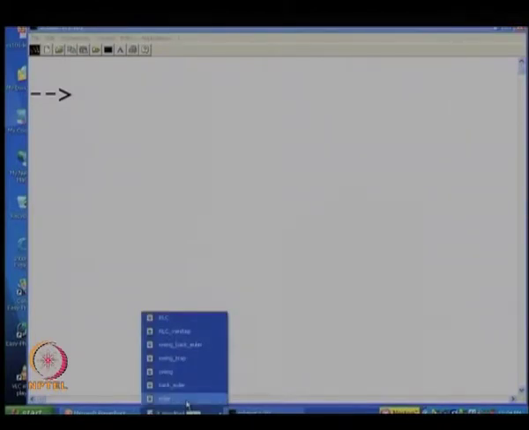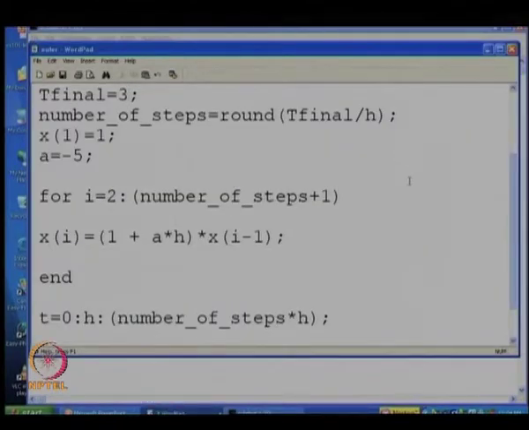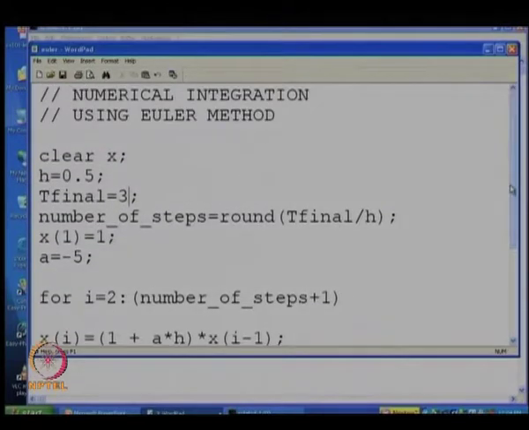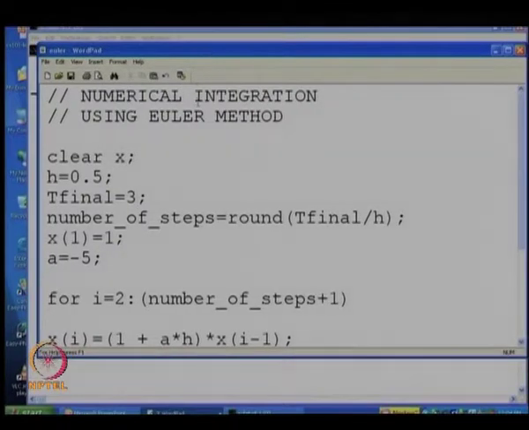What we will do is, first of all, look at the solution. We will do a numerical integration using the Euler method. First of all, we will clear this variable x. We will choose a time step of 0.01. Let us simulate, or numerically integrate, this system till 3 seconds, because we know that it is likely to decay within that time. So, we have a number of discrete time steps at which x has to be evaluated.